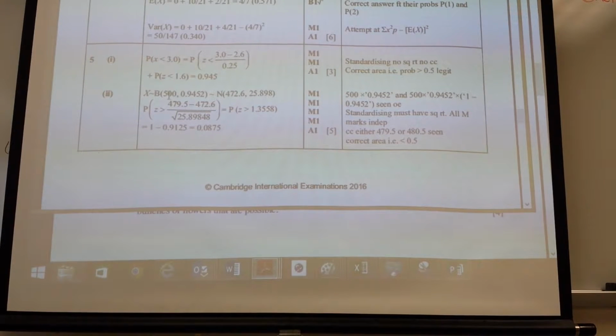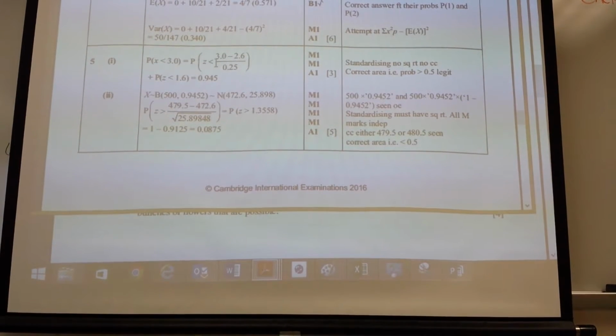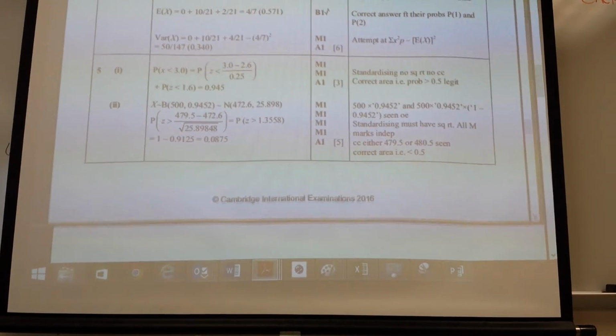And so, go ahead and check out the probability of z less than 1.6 on your little chart, to get 0.95. Well, no, 0.945. Yeah, and that's your probability. Everybody cool with part I? Yep. So that's pretty good stuff.